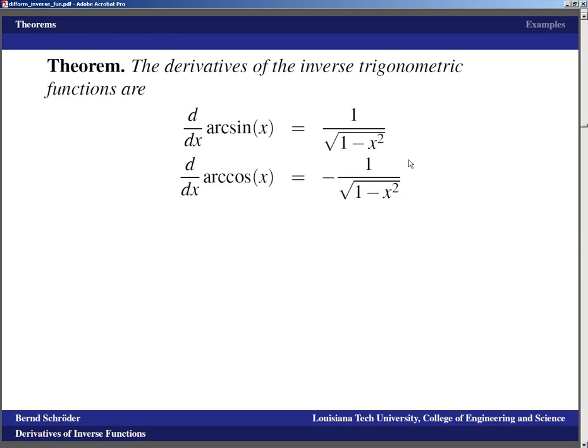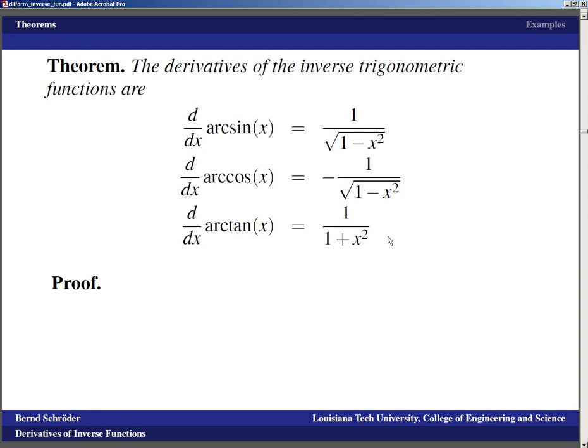The derivative of the arccosine is negative 1 over square root 1 minus x squared. And the derivative of the arctangent is 1 over 1 plus x squared. Now, the second one we've done at the beginning of this presentation. The third one we actually did at the end of the presentation on implicit derivatives.